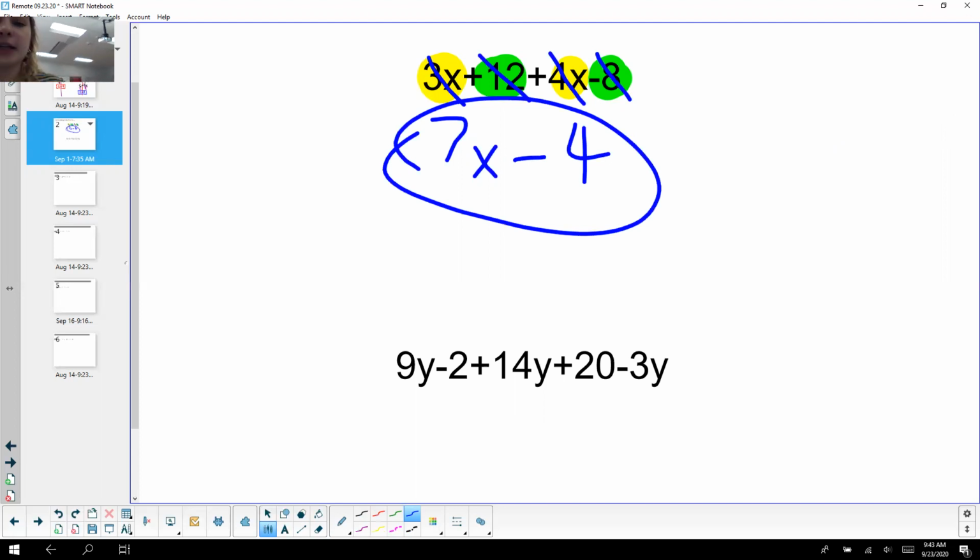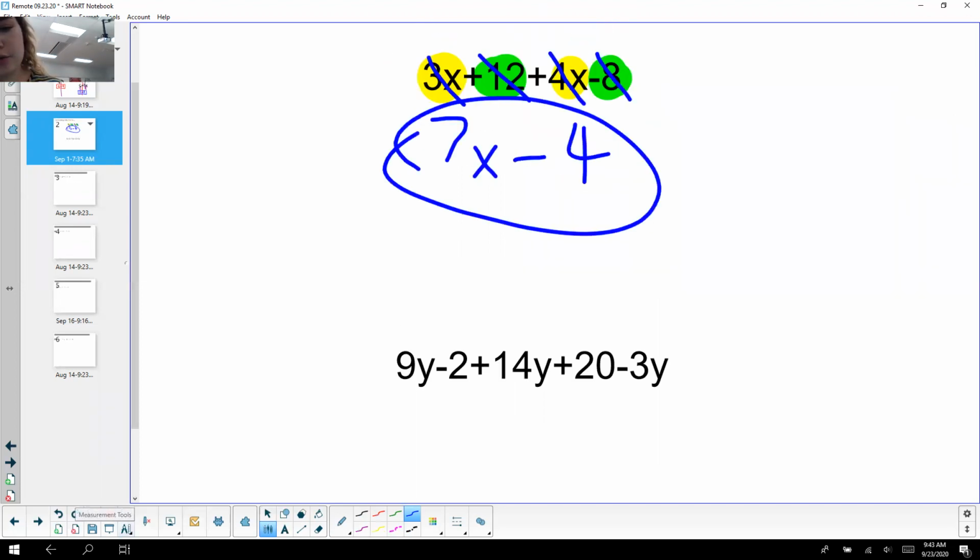All we're doing is, this is an expression, not an equation, and we've talked about that in a previous lesson, but the difference between an expression and an equation is an expression doesn't have an equal sign, and an equation has an equal sign, and it's comparing two equal expressions.